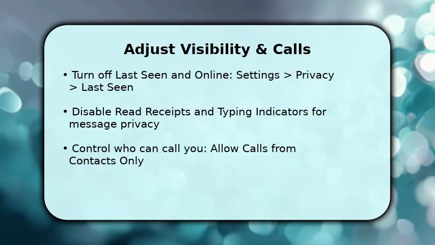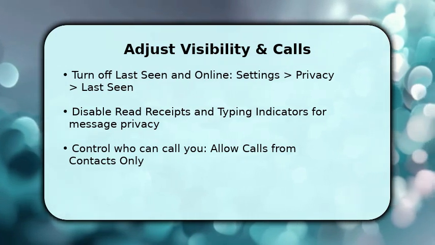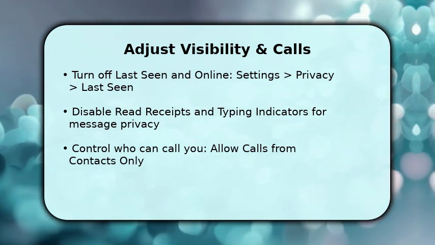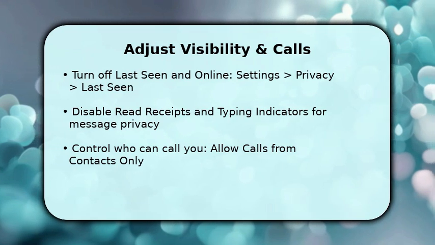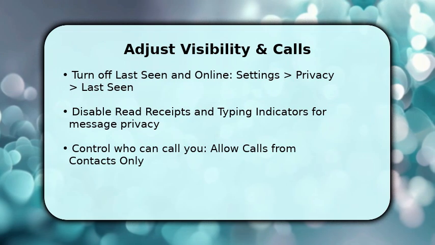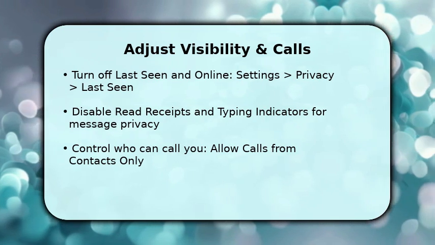You should disable Last Seen and Online so others can't track your activity timeline. This reduces unsolicited contact. Next, turn off read receipts and typing indicators to keep your responses private. This changes expectations and boundaries. Then restrict incoming calls to contacts only, which prevents unknown numbers from reaching you.